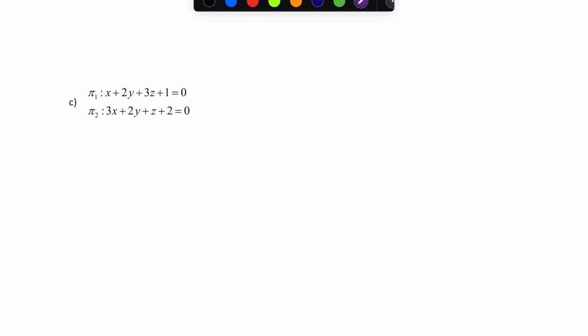And so for C here, we have plane number 1, the equation is represented by x plus 2y plus 3z plus 1 is equal to 0. And plane number 2 is represented by the equation 3x plus 2y plus z plus 1 is equal to 0. So here we'll take our first equation and multiply that by 3. That'll give us 3x plus 6y plus 9z plus 3 is equal to 0.